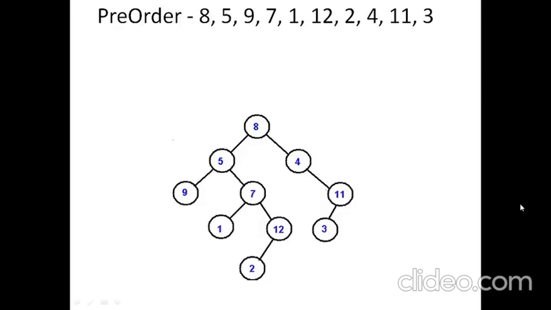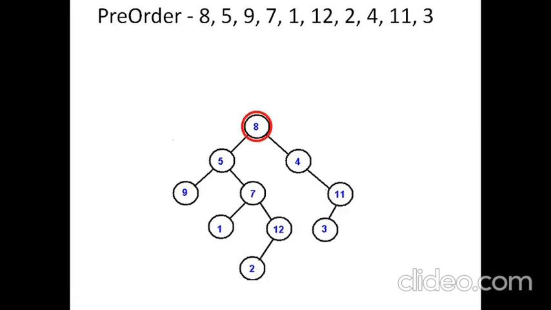Now let us try to apply the concept of pre-order traversal on the given binary tree. The result is already provided, but let us verify whether we are able to get the same result. So we start with the root of the binary tree.